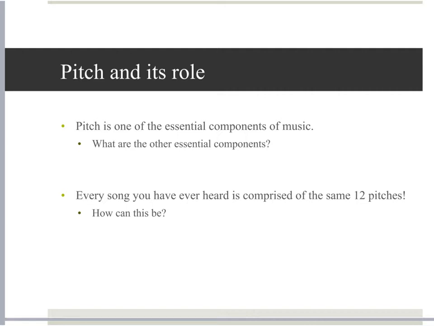Dynamics are just going to be a natural phenomenon, right? Sometimes sounds are soft, sometimes sounds are loud. But pitch is definitely one of the components here.